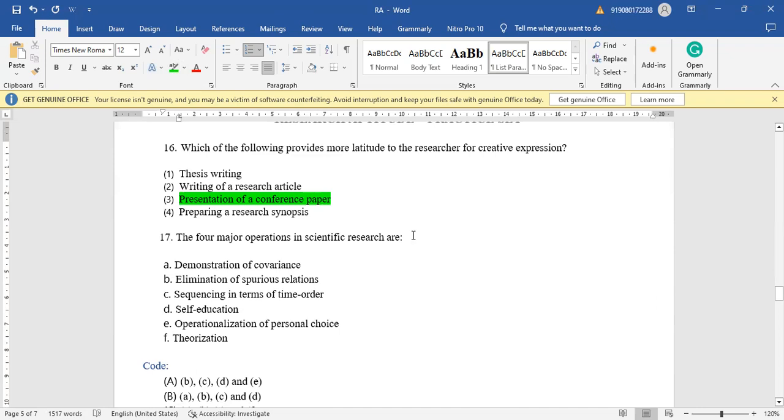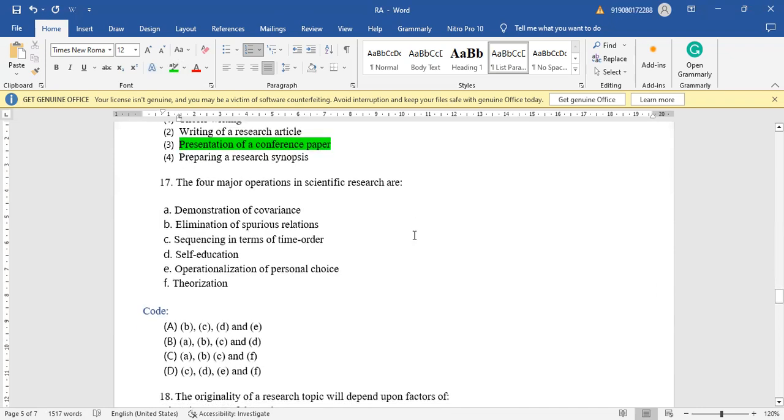The 4 major operations of scientific research are dash. That's what the question asks. First operation is what? Okay, last operation is what? We'll start from that. Any research ends in results and findings, correct? That is theorization, correct? So these two are ruled out.